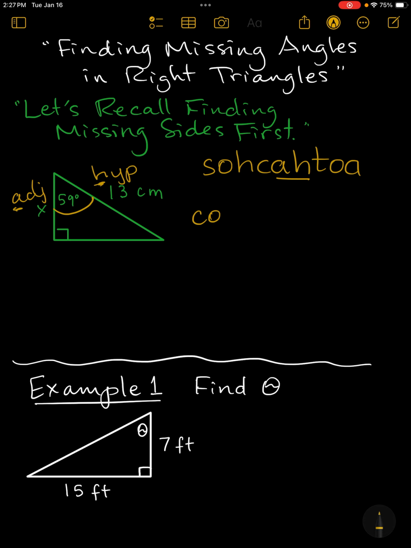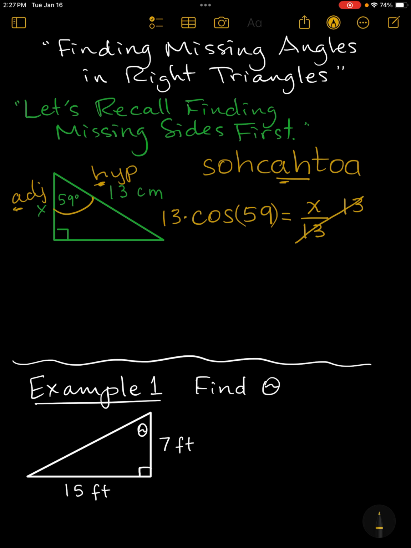So we write cosine of the angle, which is 59. We put the first one on top, which is adjacent. That's our missing side x. Hypotenuse on the bottom is 13. In order to get x by itself, we multiply both sides by 13. I like to always put the 13 in the front so that I don't accidentally multiply it by 59.